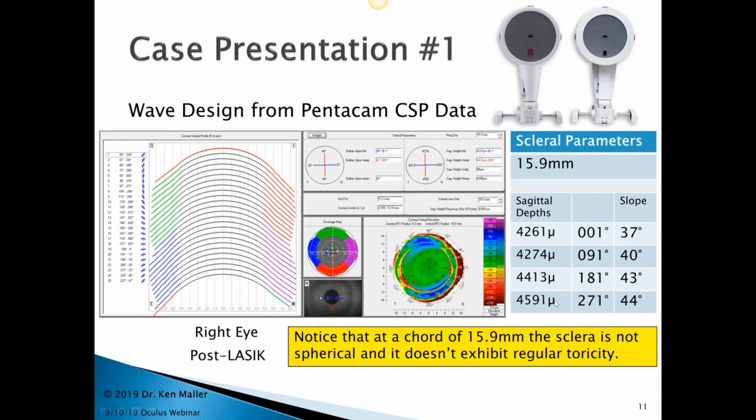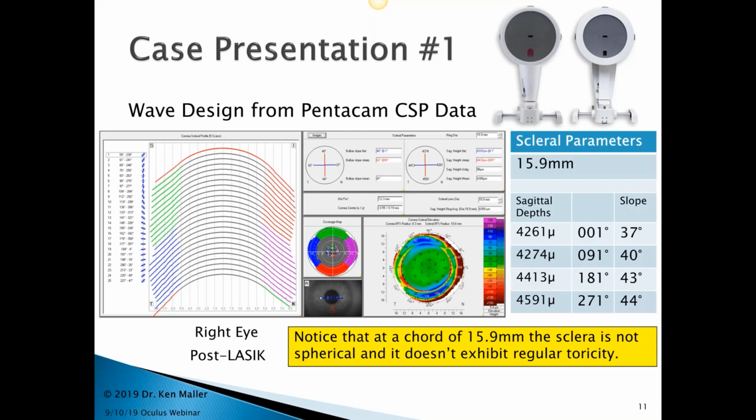We can see here that along the 0 and the 90 degree, you're in the 4200 range or so, and those are pretty close to each other. But down at the bottom, the inferior quadrant is quite a bit different at 4500. It's about 300 microns steeper than it was up over here, and we can see that represented in the slope of the angle. And so that's not really regularity anymore.